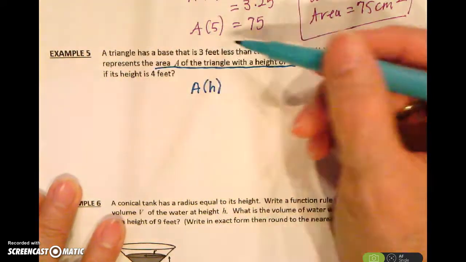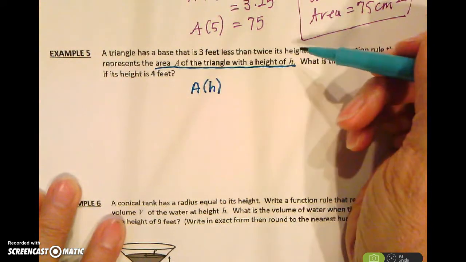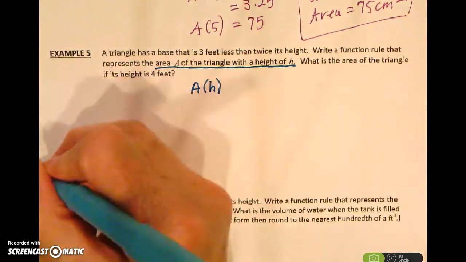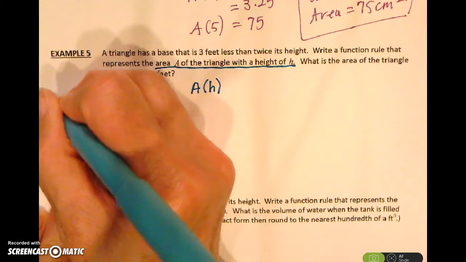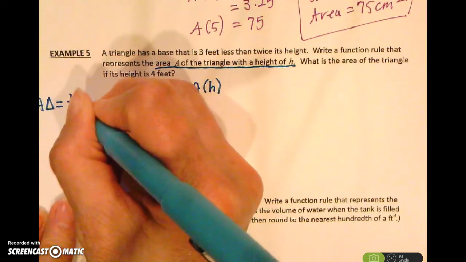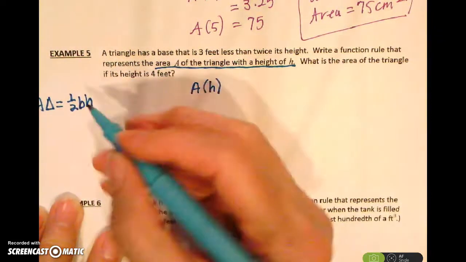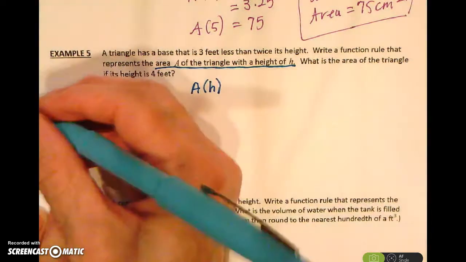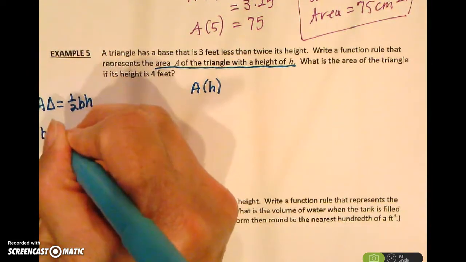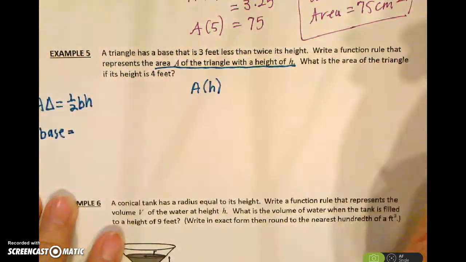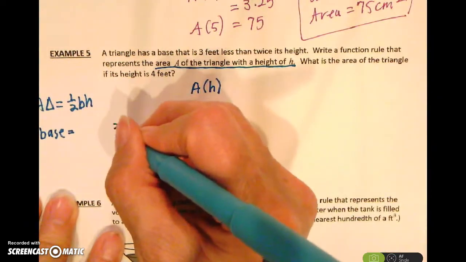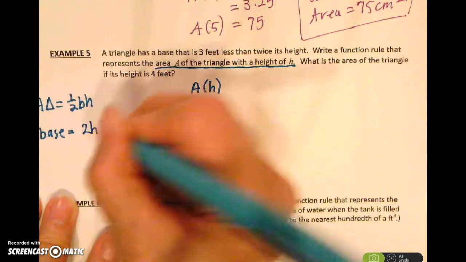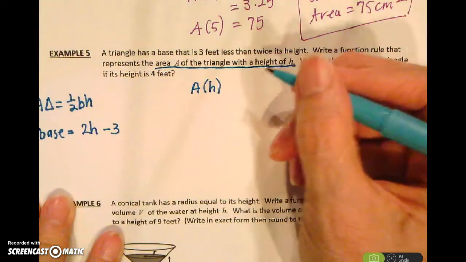It said in this first sentence that a triangle has a base that is 3 feet less than twice its height. Now we know that the area of a triangle is equal to 1/2 the base times the height. And in our function rule, we can't have the b, so we're going to have to use the fact that the base is equal to 3 feet less than, so we're going to subtract 3 from twice the height, so 2 times h. So that's going to be equal to our base.